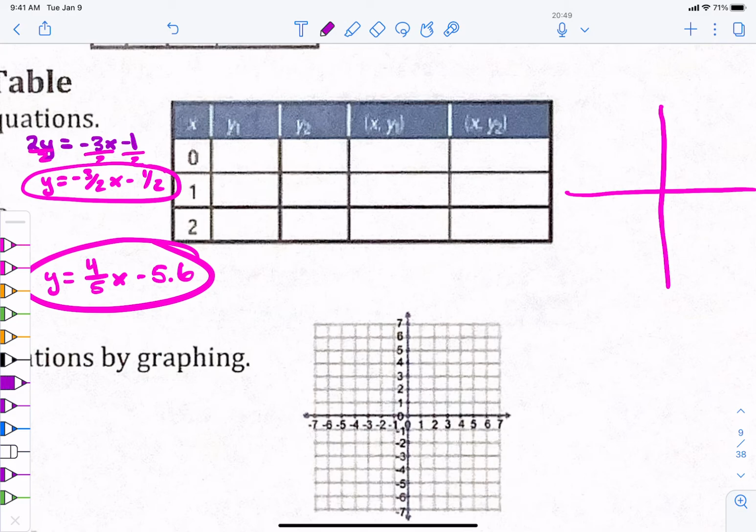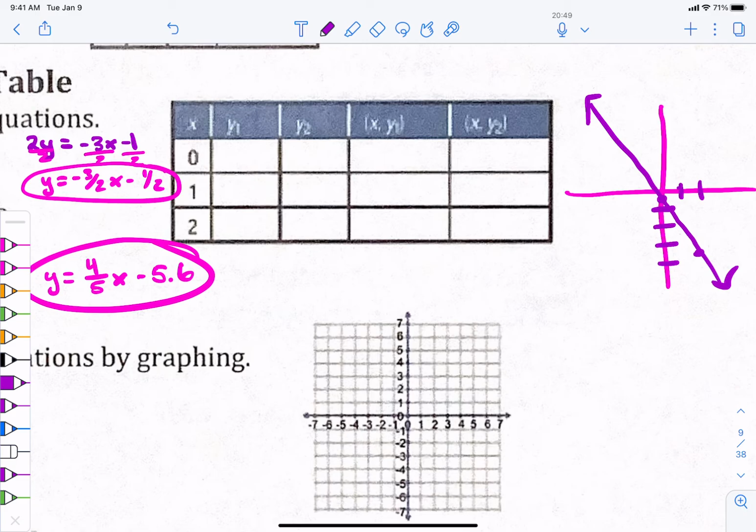So the first one to graph, we start at negative 1/2. So I'll put a dot about right there. And then from there we go down 3 and over 2. Down 1, 2, 3, and over 2, something like this. That's what my line is going to look like. Something of that nature.